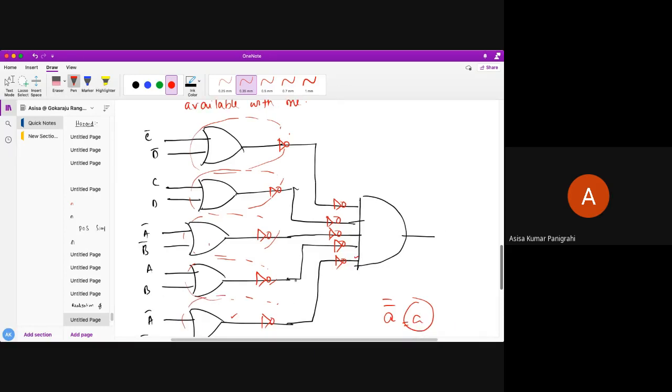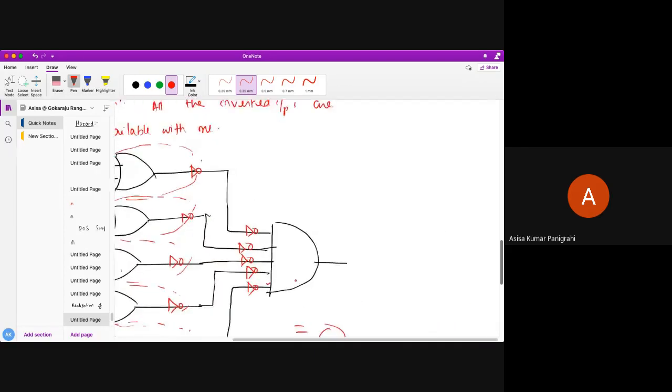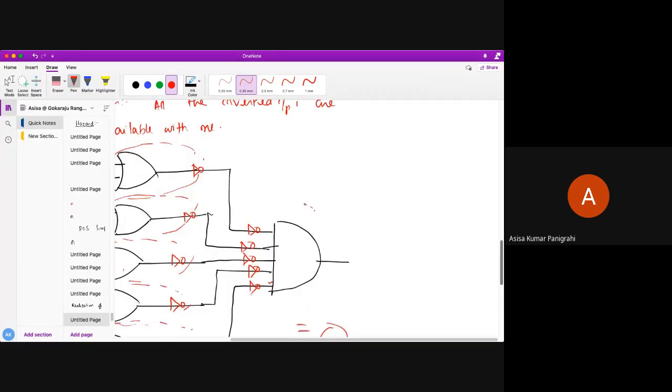And we have already studied this particular arrangement, the all-inverted-input AND gate.